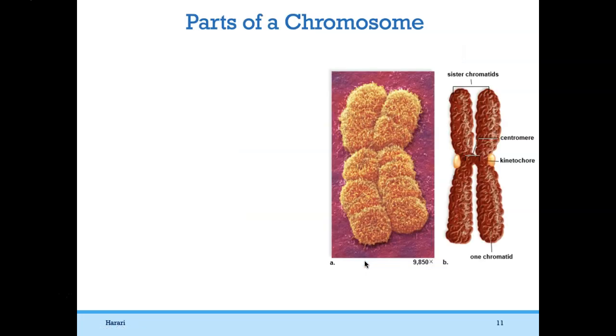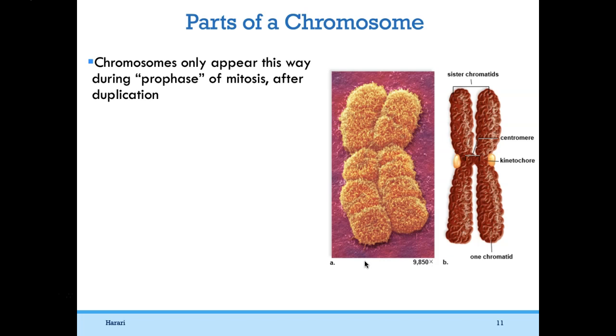So let's go over the parts of a chromosome, right? Remember that chromosomes only appear this way during the first phase of mitosis, after replication. Most of the time, your DNA is uncoiled like loose yarn. But before mitosis can begin, or I should say during mitosis, we're going to see that the chromatin gets wrapped into chromosomes.